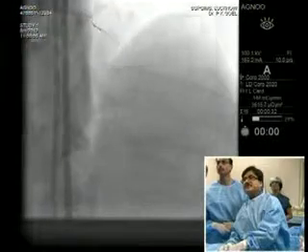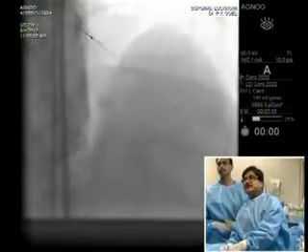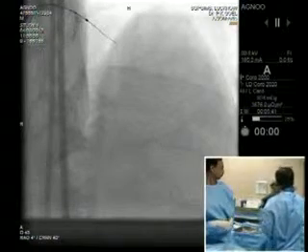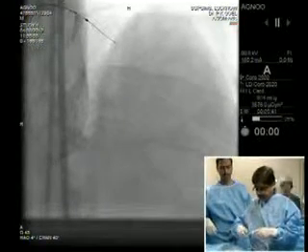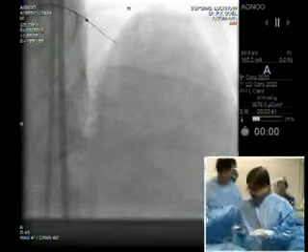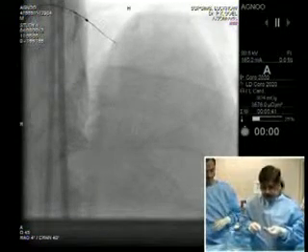Actually, if you need to redirect the channel, then what I prefer is a stiffer wire. I think I will take a Conquest Pro. Right, now I think there are a couple of options here. If I need to redirect, I prefer a stiffer wire, because that is the time when the penetration is going to be utilized.